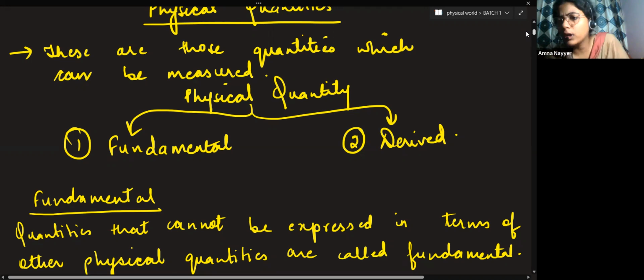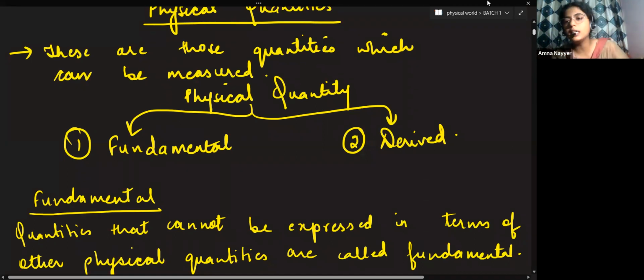Keep thinking of any quantity. Time. Can you describe time? Can you create a formula where, with the help of time, you get the formula for length? No, the answer is simply no. Why? Because these are fundamental quantities. These are the building block quantities. They cannot be expressed in terms of other quantities, whereas they help in expressing other quantities.